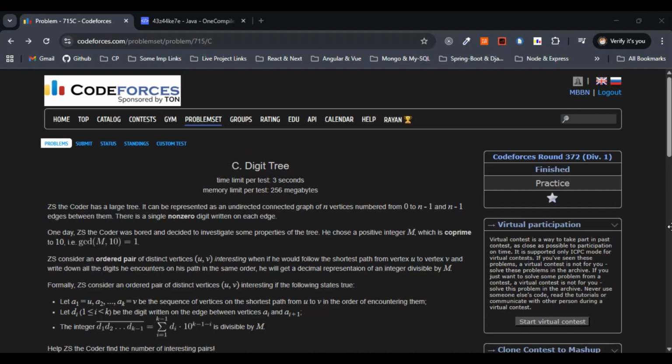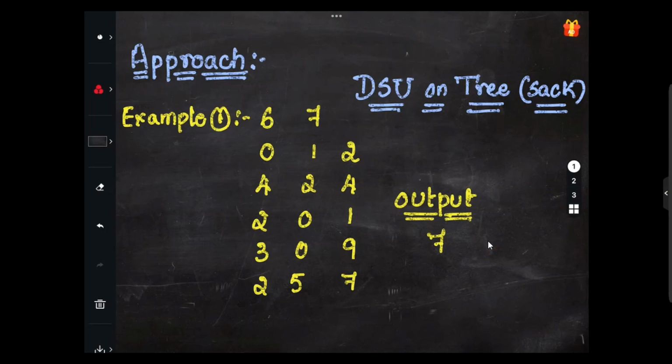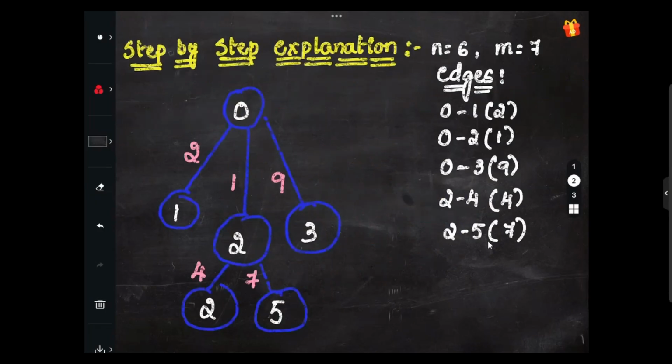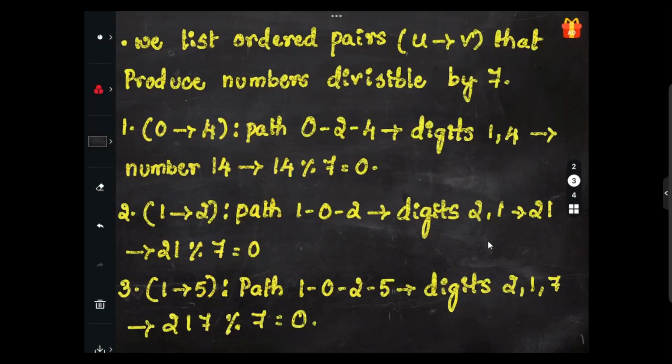As usual, let's discuss the approach first. So I have considered the same first example that they have given in the question. This is nothing but n and m. These are the edges and these are the values for the edges basically, right? The output that we need to get here is 7. So let's move on with a step-by-step explanation here. We have been given n, m and the edges, and I have already shown this. Now let's move on with the step-by-step explanation.